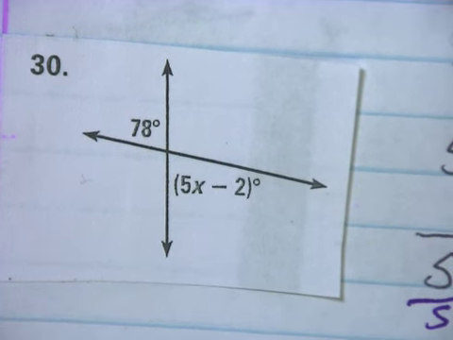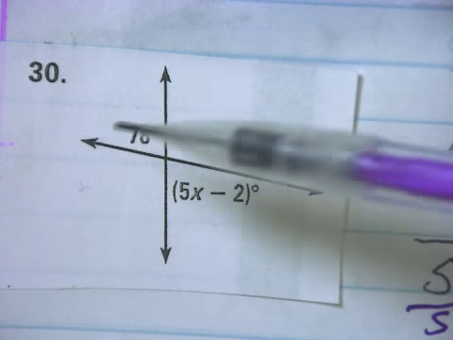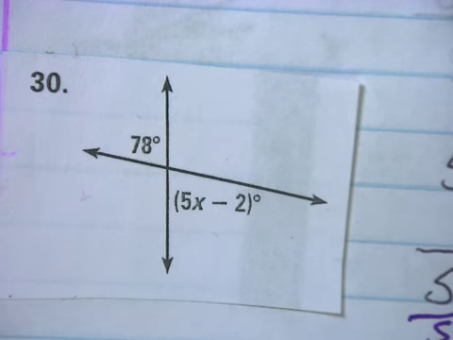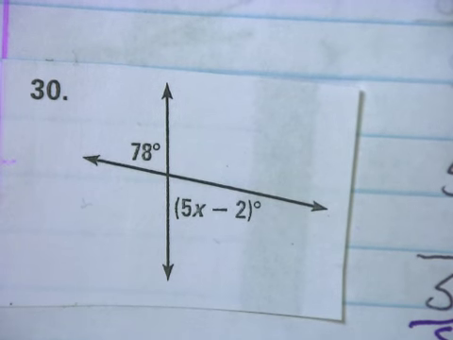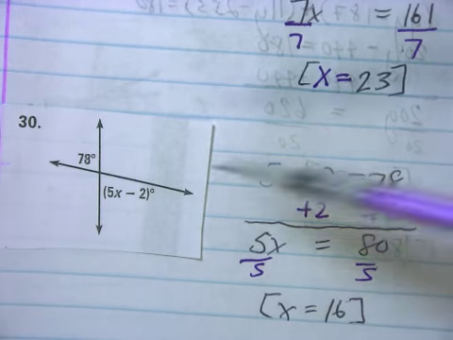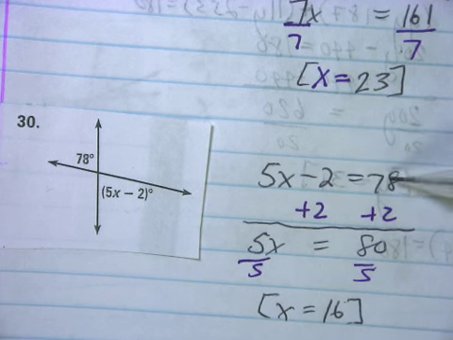Question number 30 again. I have two angles here, and I hope you recognize them as vertical angles because they are across from each other and their sides are straight lines as we discussed in class. So I know that vertical angles are congruent. They are equal in measure. So basically, what I'm going to say here is that this angle here is equal to that angle there. 5x minus 2 is equal to 78.